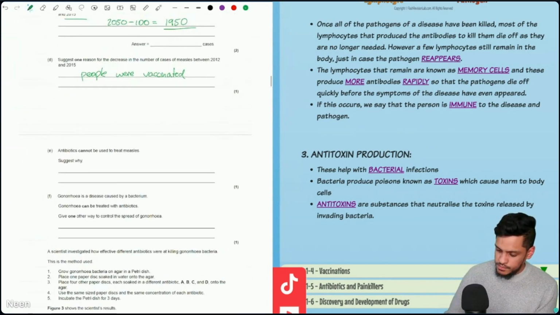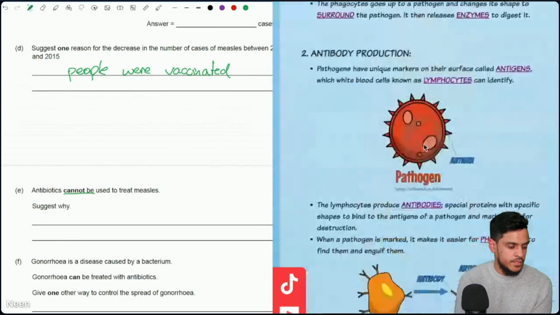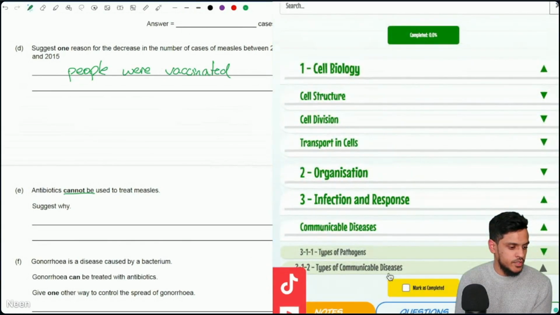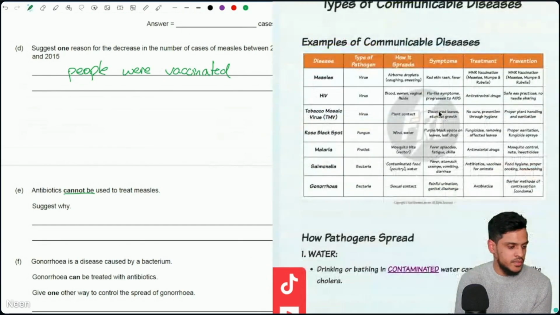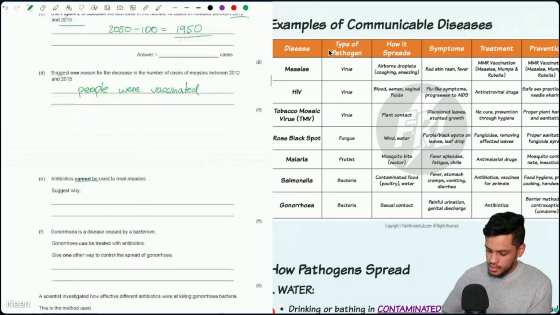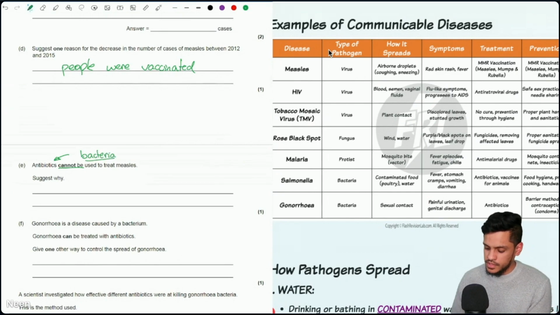Antibiotics cannot be used to treat measles. Why is that? Let me go on to some types of communicable diseases. Measles is a virus. Yes, well done, Georgie. Measles is a virus. Antibiotics can only kill bacteria. It cannot kill viruses. So that's the answer.